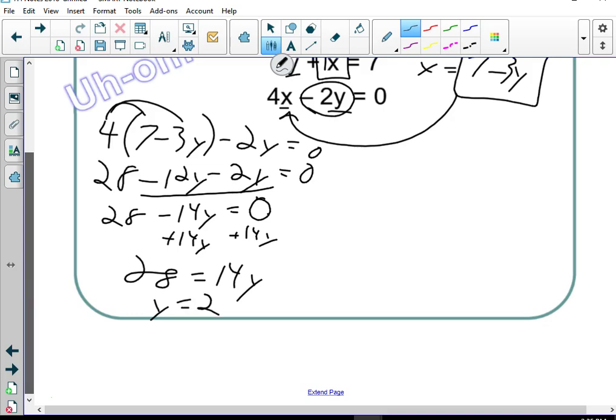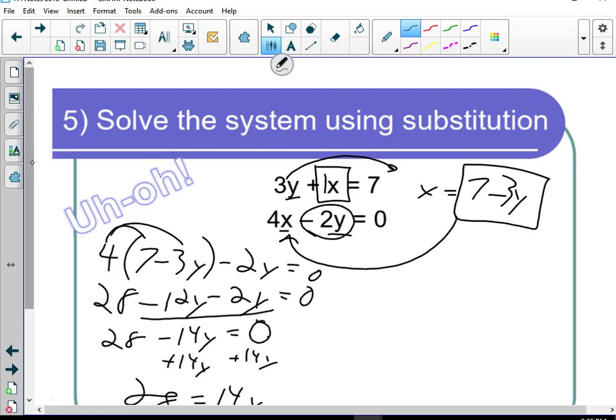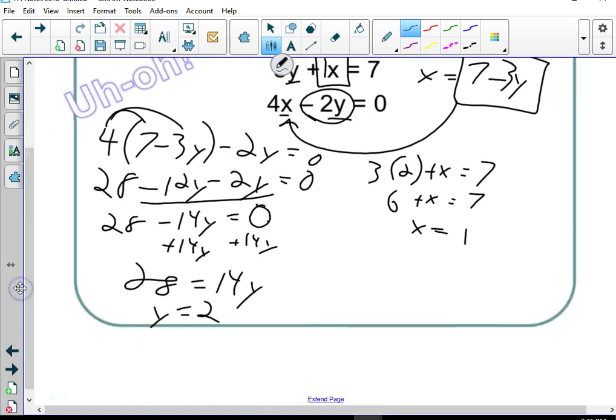And guess what x is going to end up being? Now, when I plug 2 in for y, it doesn't really matter where I plug it in. Okay? So 3 times 2 plus x equals 7. 6 plus x equals 7, and oh boy, guess what? x ends up being 1 again. So my answer is 1, 2.